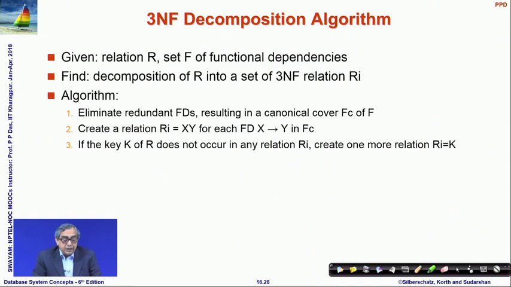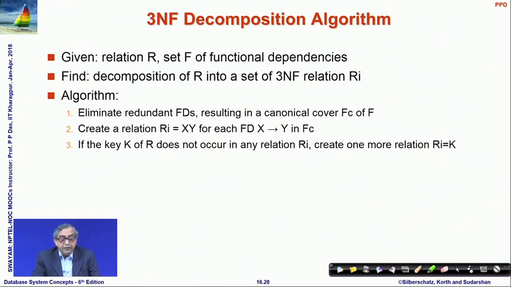So, what do you have? What is the decomposition algorithm, written in very simple terms? You are given a relation R and a set of functional dependencies that hold on it. So, you first compute a canonical cover. You know what a canonical cover is. So, you eliminate extraneous attributes, eliminate redundant FDs, and you have the canonical cover Fc from F.